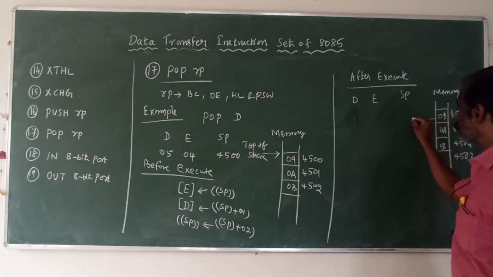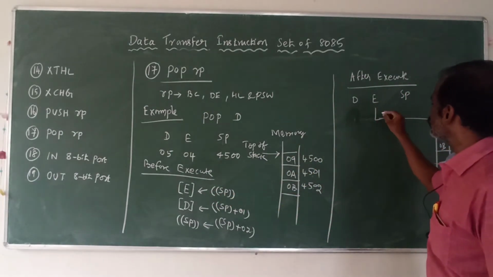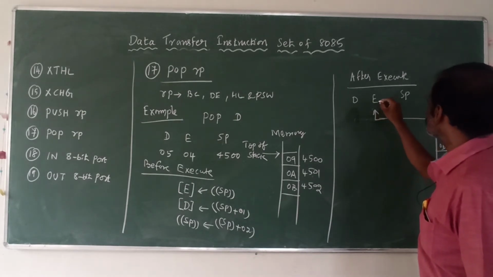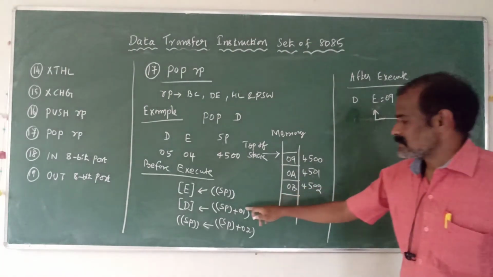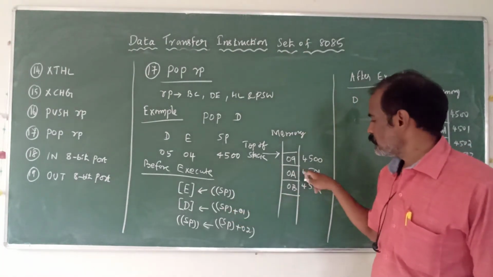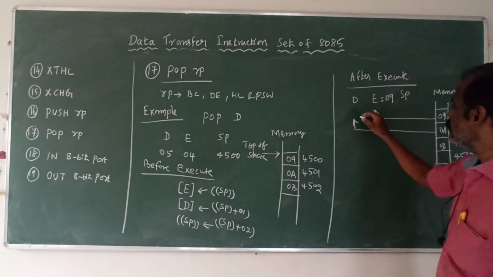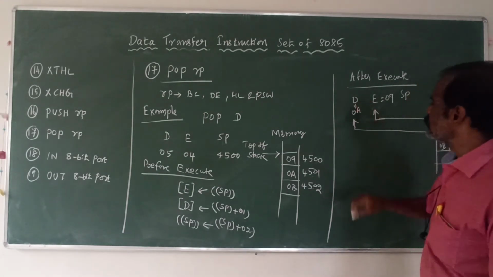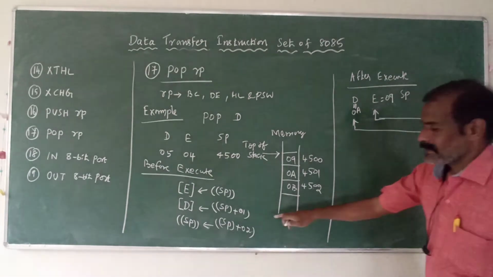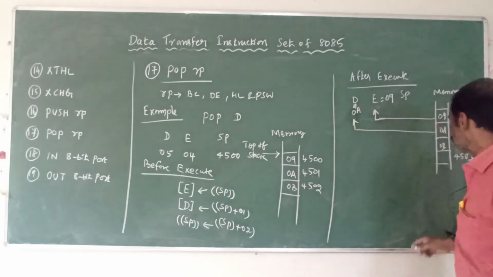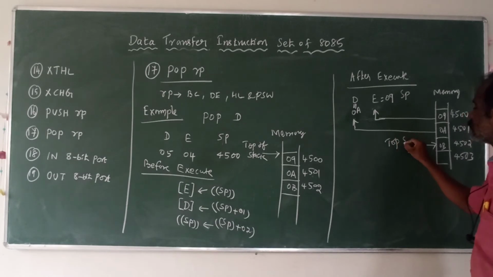The 09 data moves to the E register. Now register E equals 09, and then the stack pointer address plus 1. Now 4501. The data at the 4501 address location moves to the D register. Now D equals 0A. After that, the stack pointer address will be incremented twice. Now 4502. Now this is the top of the stack.